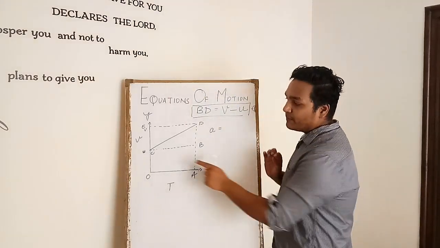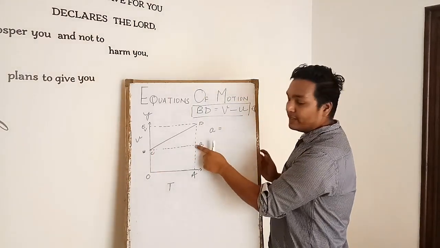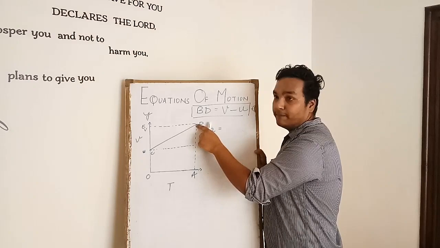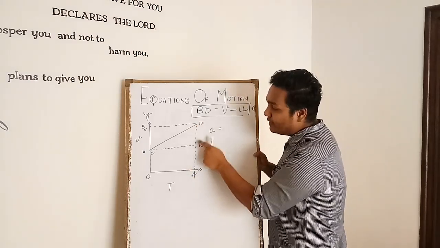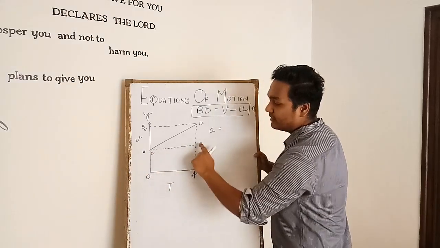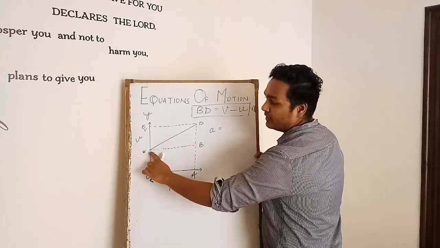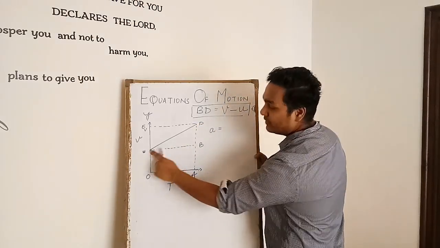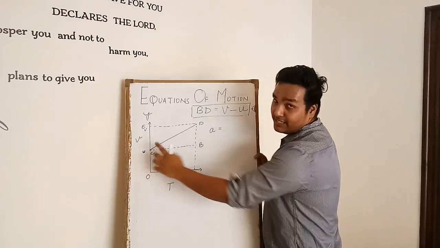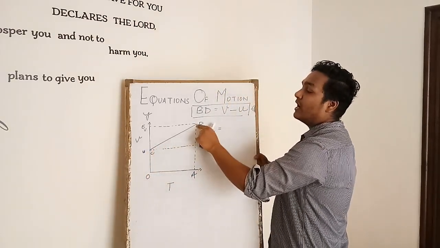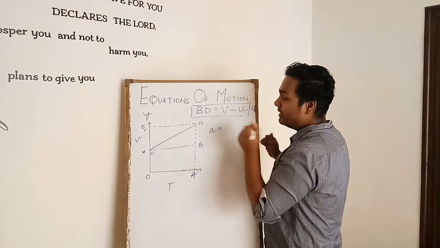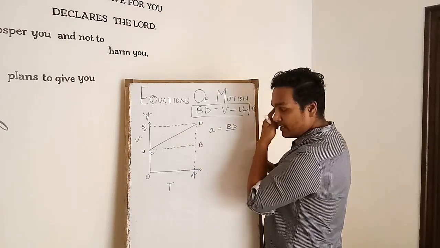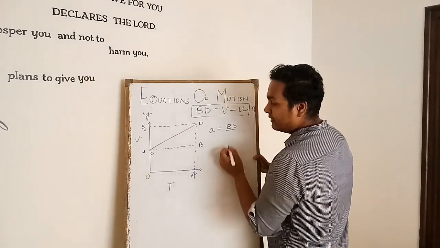Change in velocity is, initially it was u, that means it was at B, and then it reaches velocity v, final, D. So the change in velocity is BD. Initially it was here at B, or you can say at C, and finally it reached here, D. So I can write change in velocity is BD. This is change, initial and final. This is change upon time period. This is time period OA.